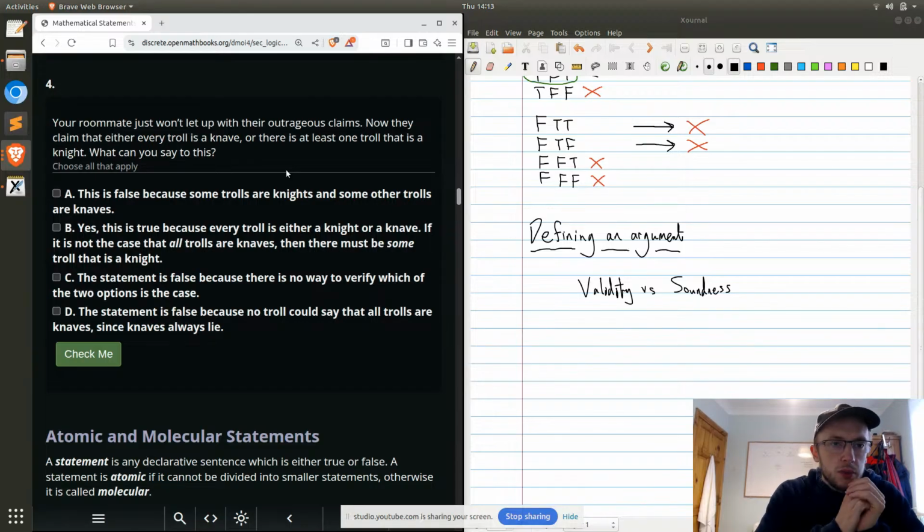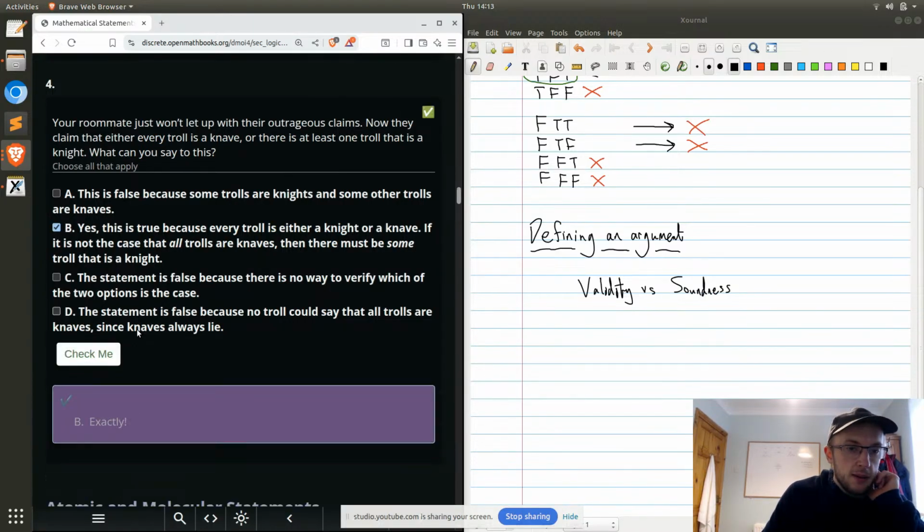Question 4. Your roommate just won't let up with their outrageous claims. Now they claim that either every troll is a knave, or there is at least one troll that is a knight. What can you say to this? I would say, yes, this is true because every troll is either a knight or a knave. If it is not the case that all trolls are knaves, then there must be some troll that is a knight. So I believe it's statement B. Right.